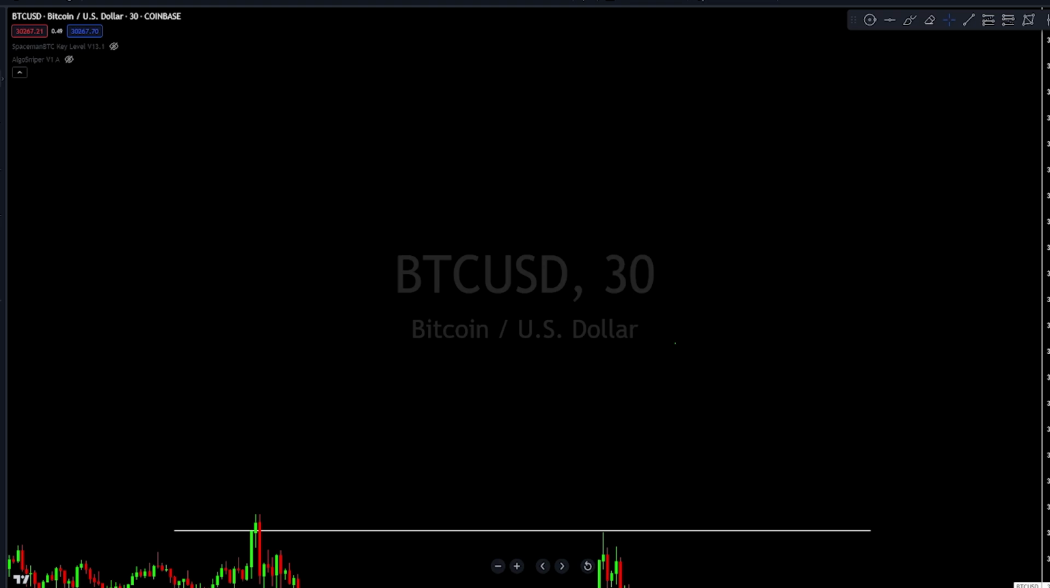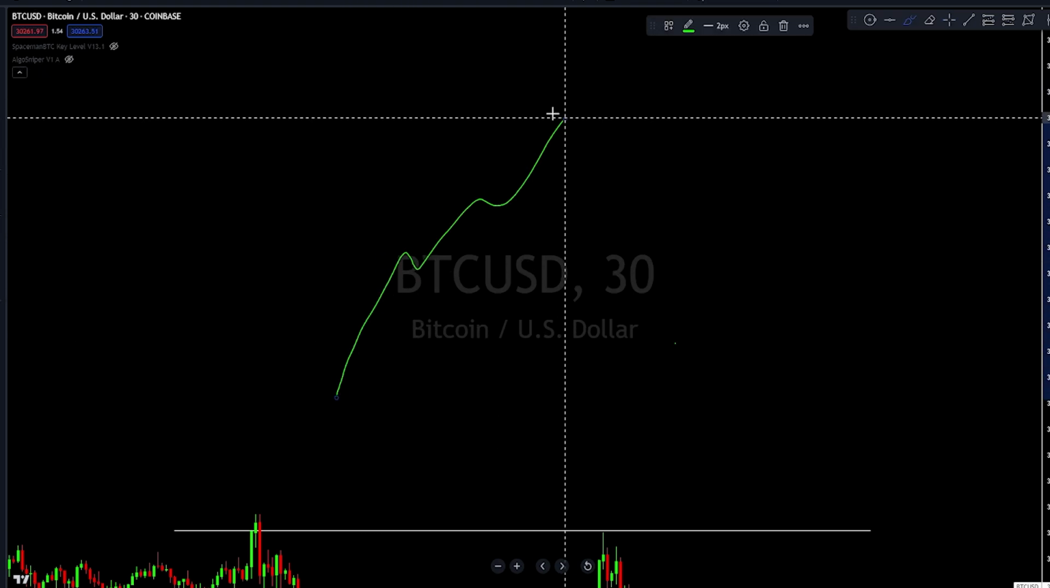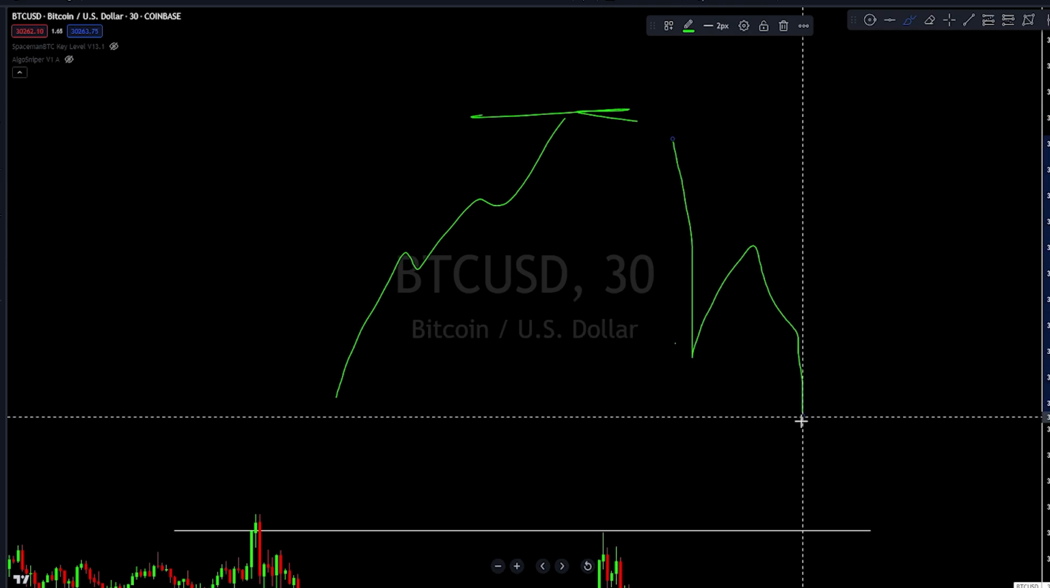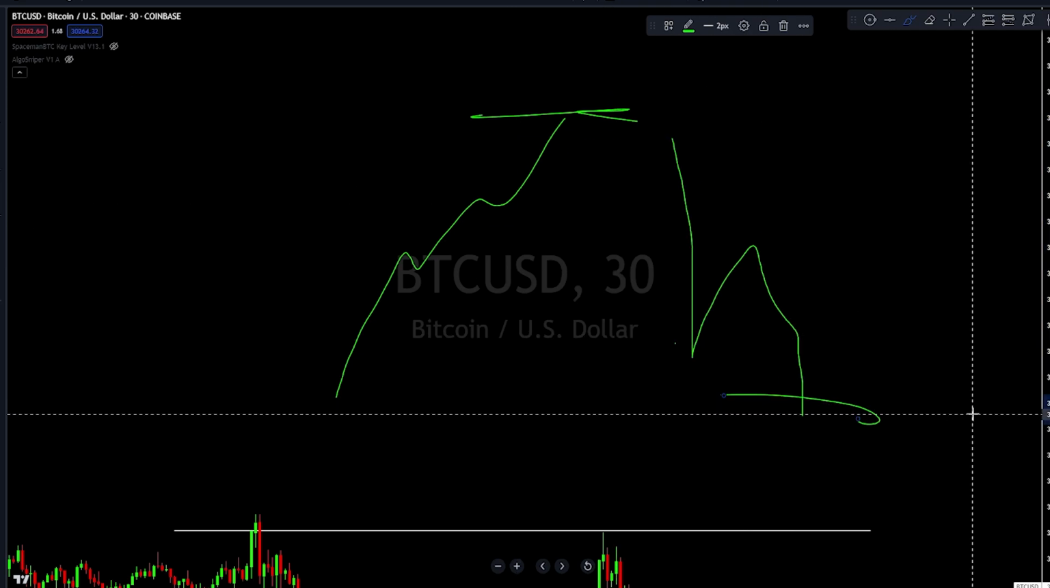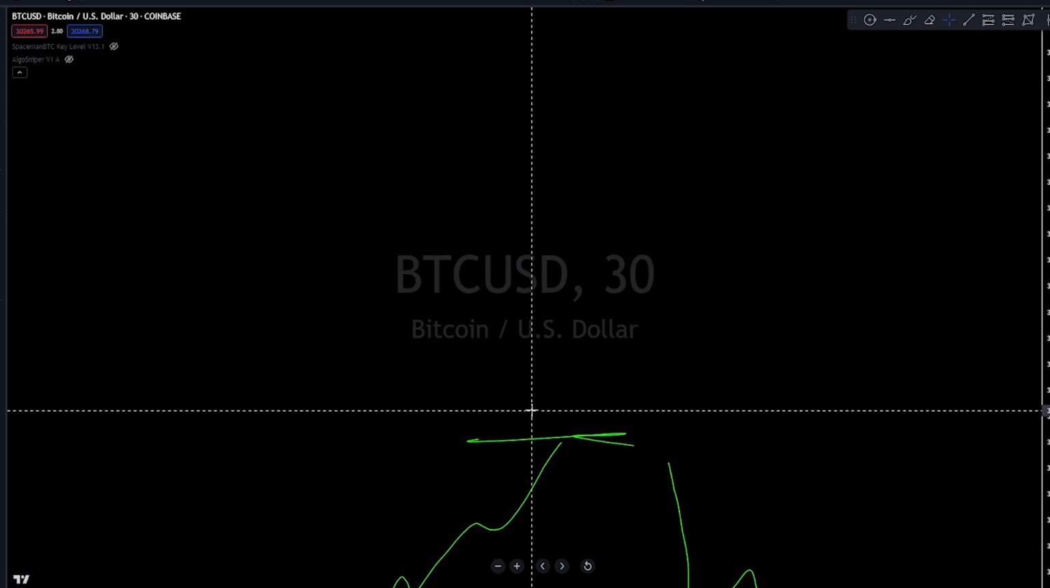Here's just another little strategy that I use. After a big pump, I'm looking to short. After a big dump, I'm looking to buy. I'm looking to long. I let the trade come to me. Don't chase trades. Trades will come to you.